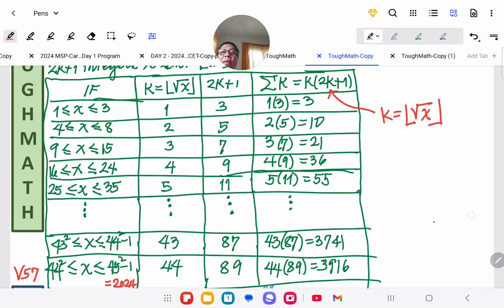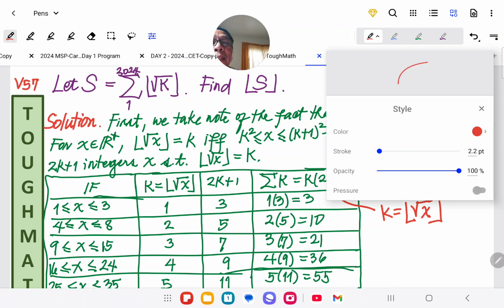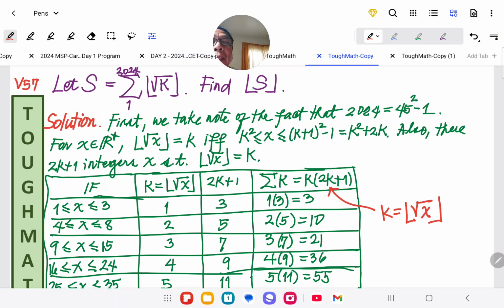The greatest integer value of the square root of S. Sorry, I forgot to write the square root of S here. There should be a square root there. Okay.